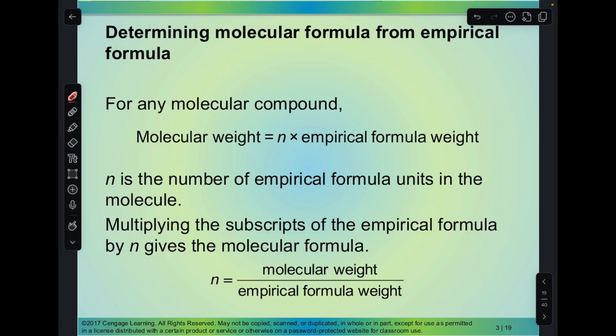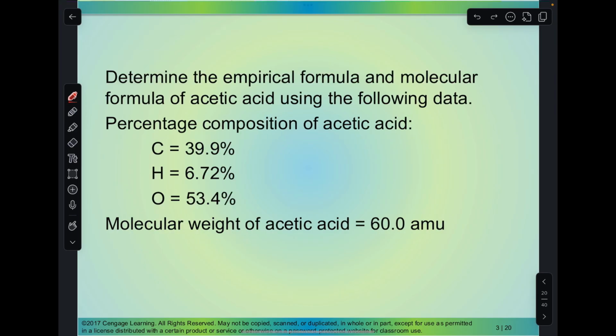And if we want to determine the molecular formula from an empirical formula, we need to multiply by some number the empirical formula weight in order to get the molecular weight. So we can also take the molecular weight. Well, it says it right there, down there. Molecular weight. We will rearrange this by dividing both sides by the empirical formula weight to get n, so we know what to multiply everything by. And so let's see that in action on the next page.